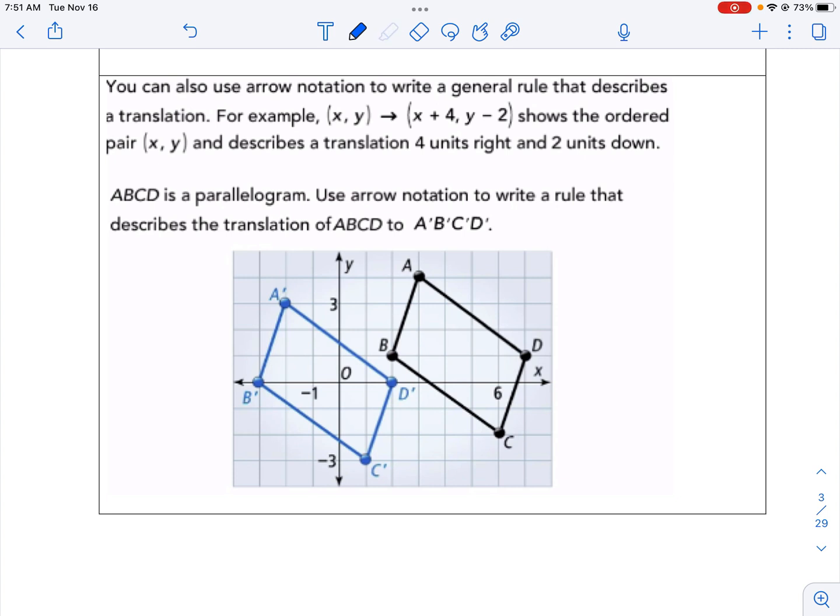Now this equation right here tells us how to move our shape. The x plus 4 means we go 4 units to the right. The y minus 2 means we go 2 units down. Remember, to the right is positive, to the left is negative, up is positive, and down is negative.